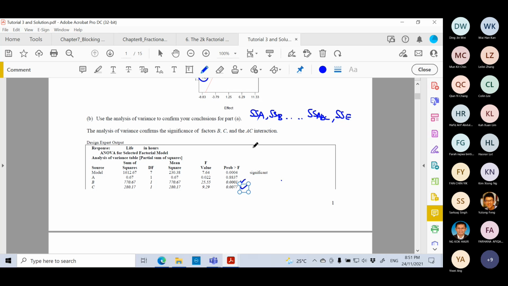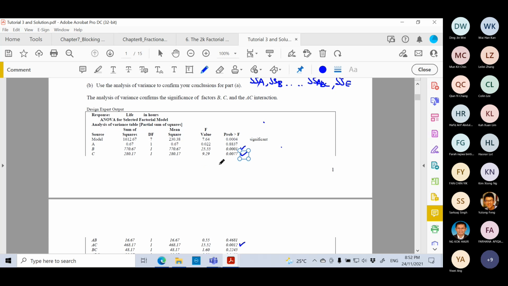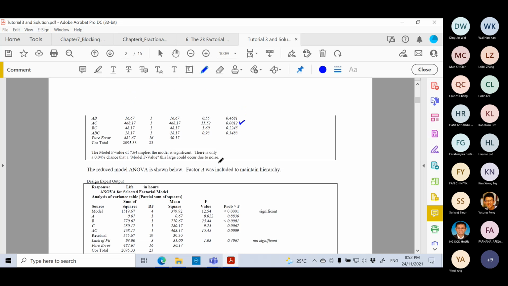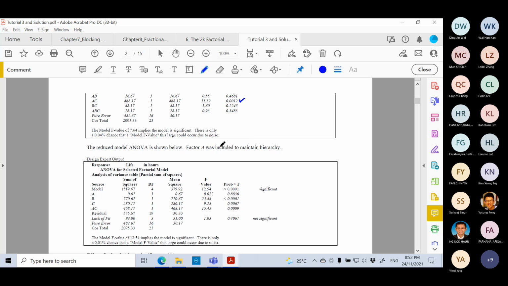So once we have these three factors as important and the rest are not important, we can reduce the model. As I just mentioned, we can maintain factor A to maintain the hierarchy. We will maintain factor A in the model itself.